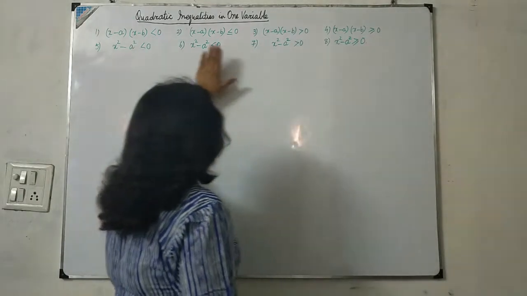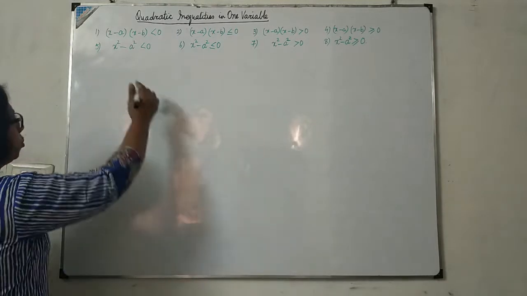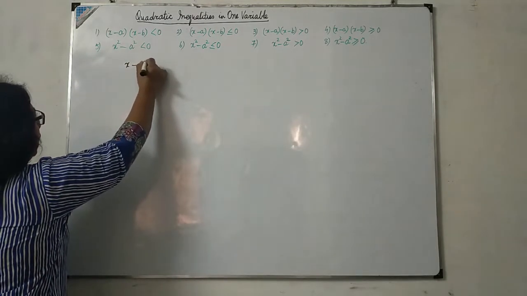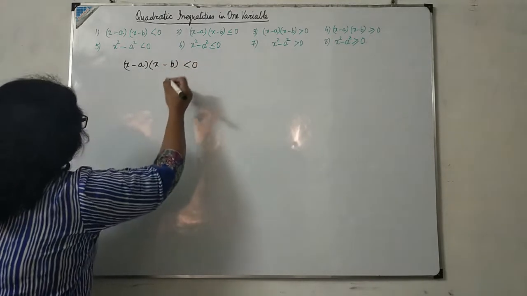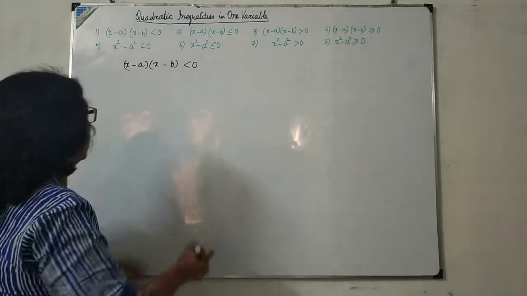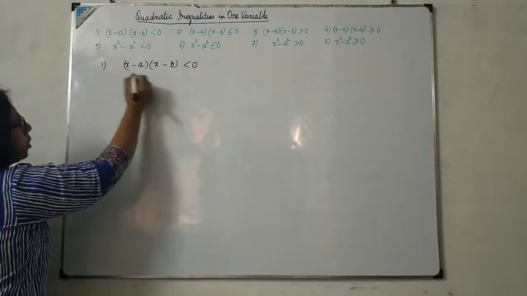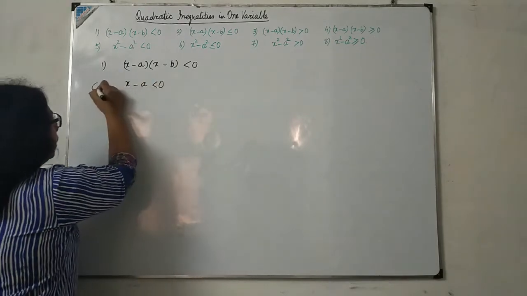There are different types of inequalities. We will be solving one by one and get the solution. Let us take the first one. This is (x minus a) into (x minus b) less than 0. Now, you can see that this is the product less than 0. So, one of the factors must be negative and another must be positive.